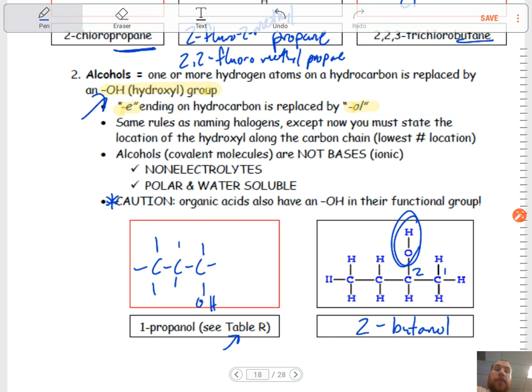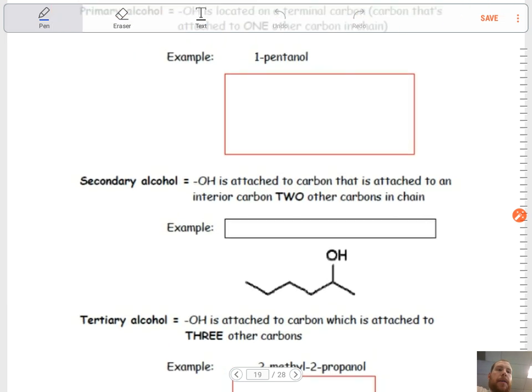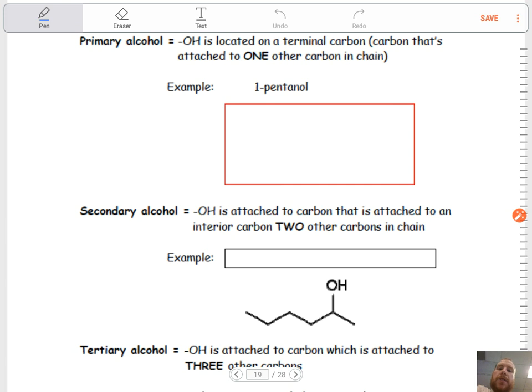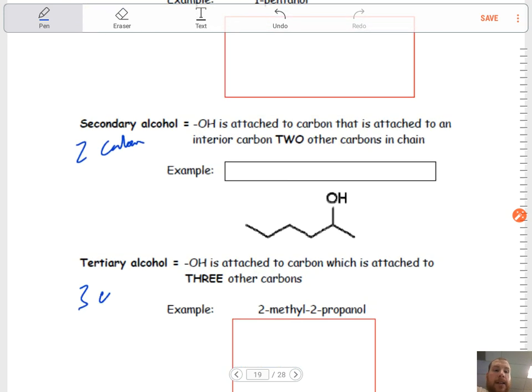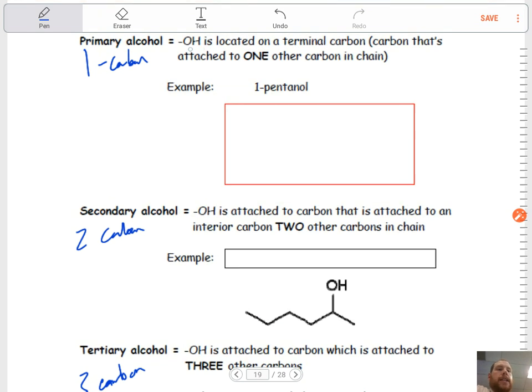So again, table R has examples. Follow it. Don't try to memorize it. The other piece you want to make sure you note with alcohols, guys, are primary, secondary, and tertiary. Primary means 1 carbon. Secondary means 2 carbons. And tertiary, as you probably guessed, is 3 carbons. And it doesn't look neat, but that's okay. Guys, what I mean by the carbons is that the OH is located on a terminal carbon, meaning that the carbon it's attached to is attached to one other carbon.